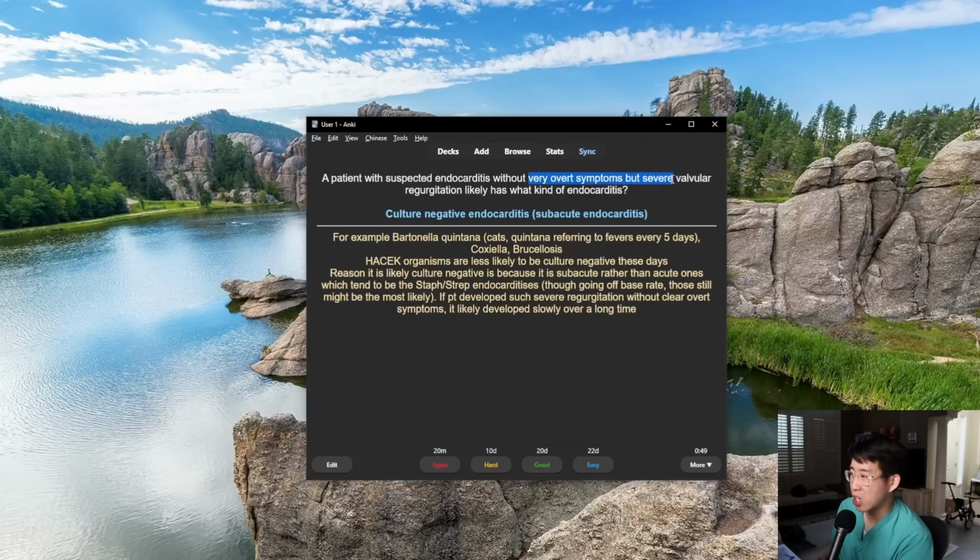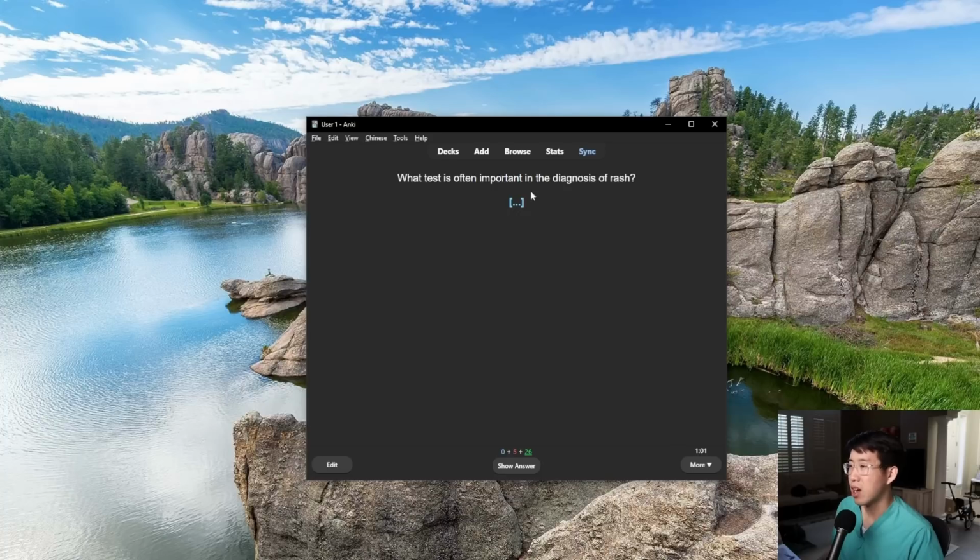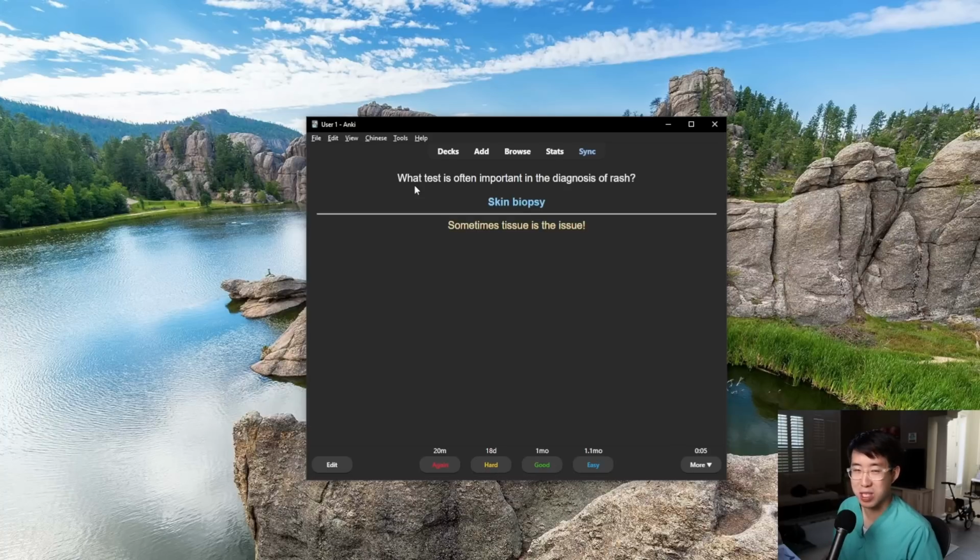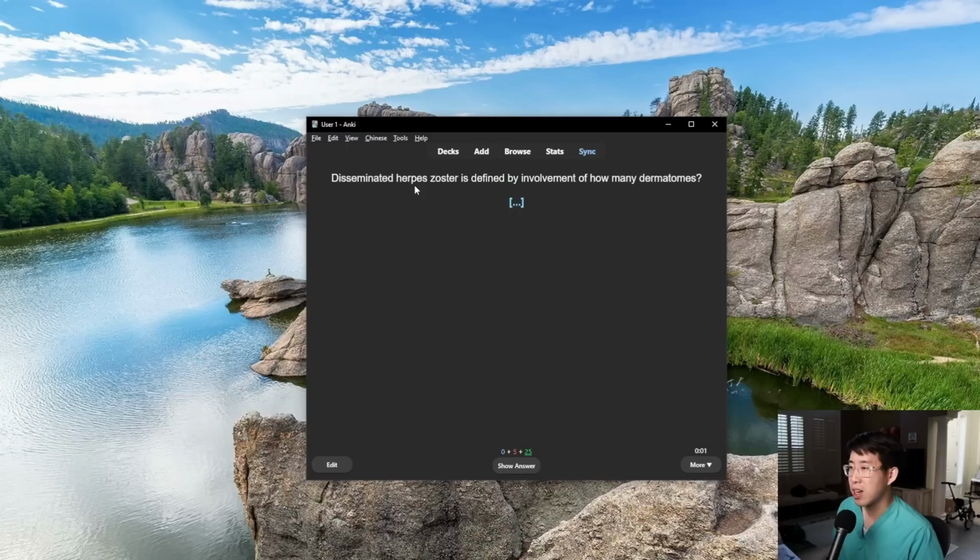The reason they can tolerate it in these culture negative endocarditis is because it progresses so slowly that the body has time to adjust to the poor cardiac function and the valvular regurg that's going on. What test is often important in the diagnosis of rash? This is just a skin biopsy. Remember that tissue is the issue.